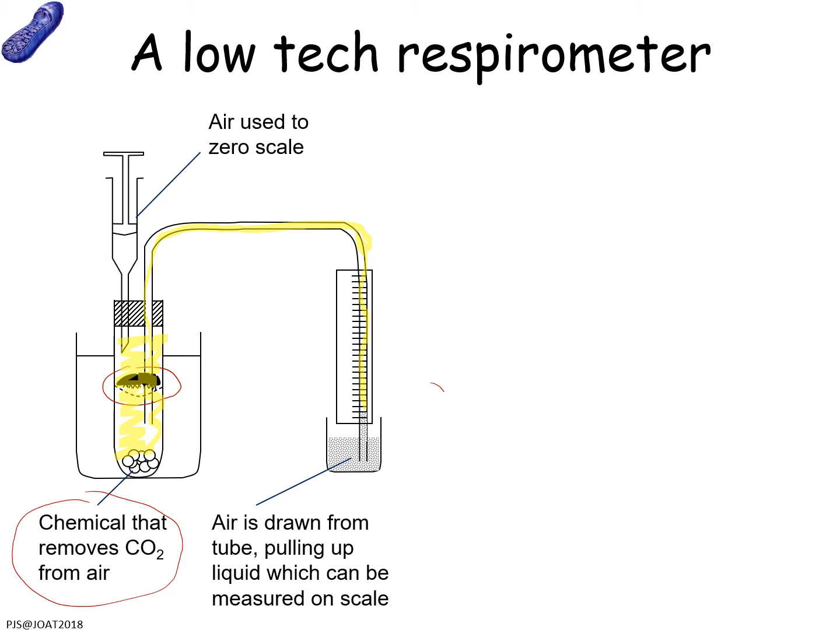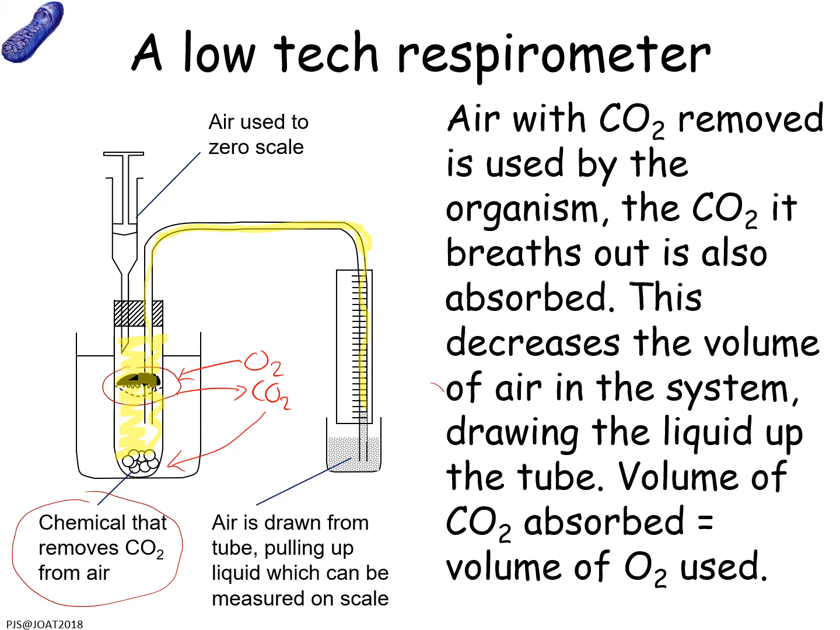So every single time this little woodlouse breathes in and out and does respiration, it takes in oxygen, brings back out CO2, and that CO2 is taken away straight away. So what actually happens is that it uses up a little bit of the volume of the air that's here, and so it draws liquid up the tube, and that's how that works. It's the same process, same idea. Get rid of the carbon dioxide to start with, and then get rid of anything that's produced, and that will reduce the volume because you've converted some of the oxygen to carbon dioxide.